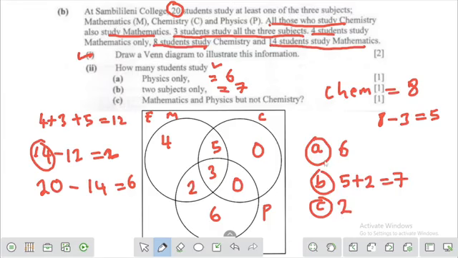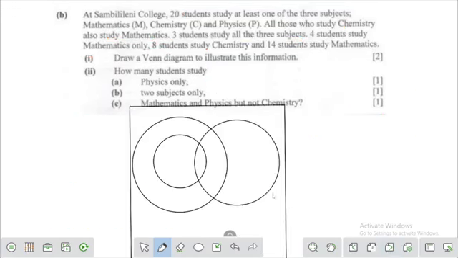So this is method 1, which you can use to answer this question. This is method 1. Okay. Now, if you want, there is another way you can present this information in the Venn diagram. So let's look at this other way. The other way is this one.